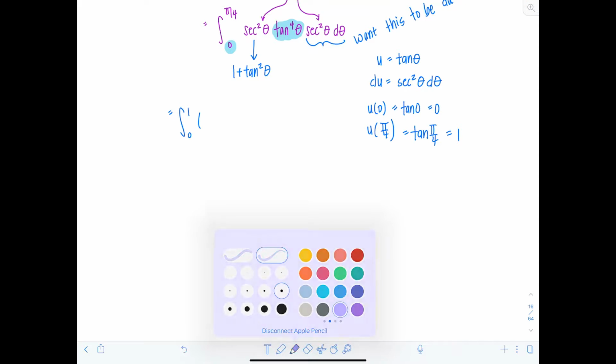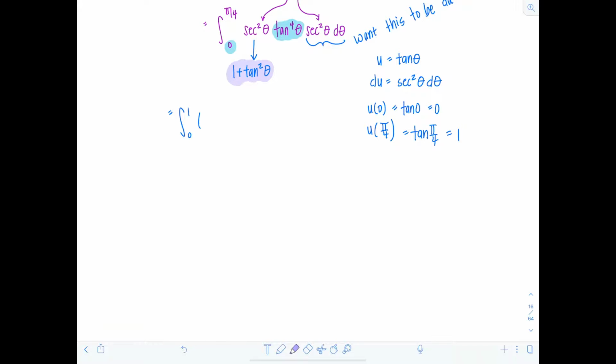1 plus tan squared theta is going to get replaced with 1 plus u squared. Okay, and then remember we have that tangent to the fourth theta. That's just going to be u to the fourth. I'll highlight them so they match. So this tangent to the fourth here is u to the fourth. And then secant squared theta d theta, that's just du.